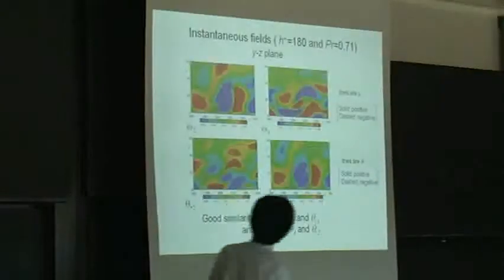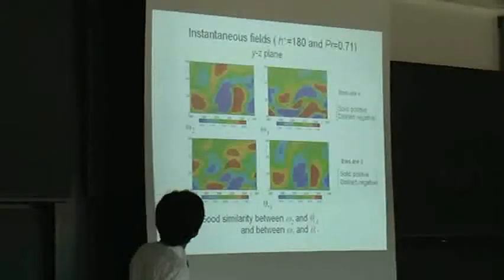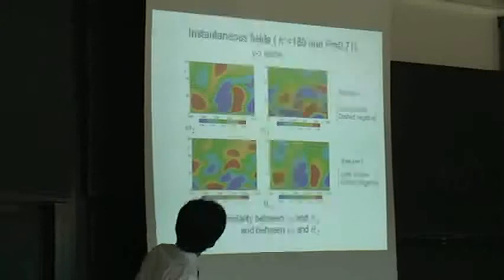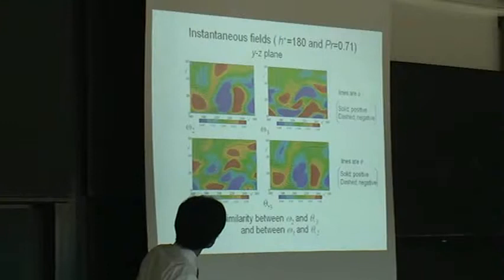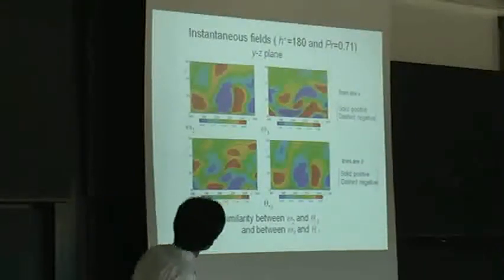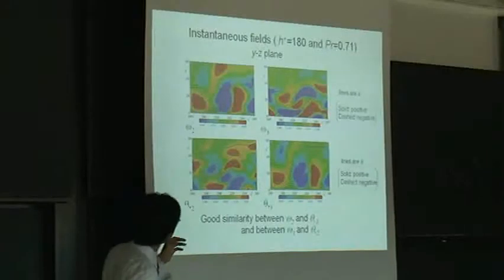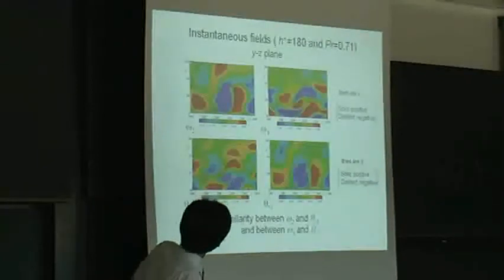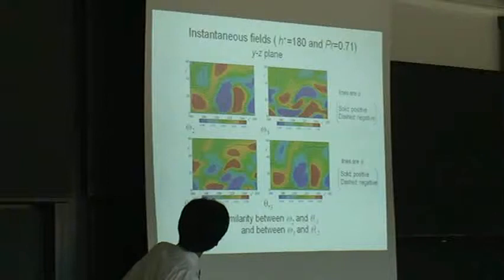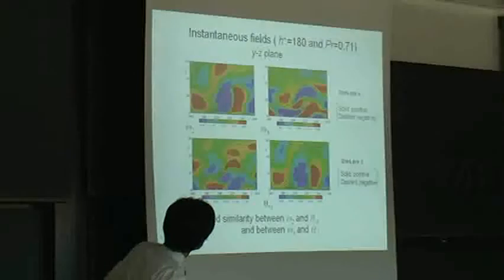So this is reflected in the instantaneous field. This is the instantaneous field in the training plane. As you see, there is a good similarity between omega 2 and theta 3, and also there is a similarity between theta 2 and omega 3. This is mainly due to the exact similarity between the velocity and the scalar structures. Also, omega 2 and theta 3 appear at the interfaces between the structures, whereas theta 2 and omega 3 appear at the edge of the structures, this way.